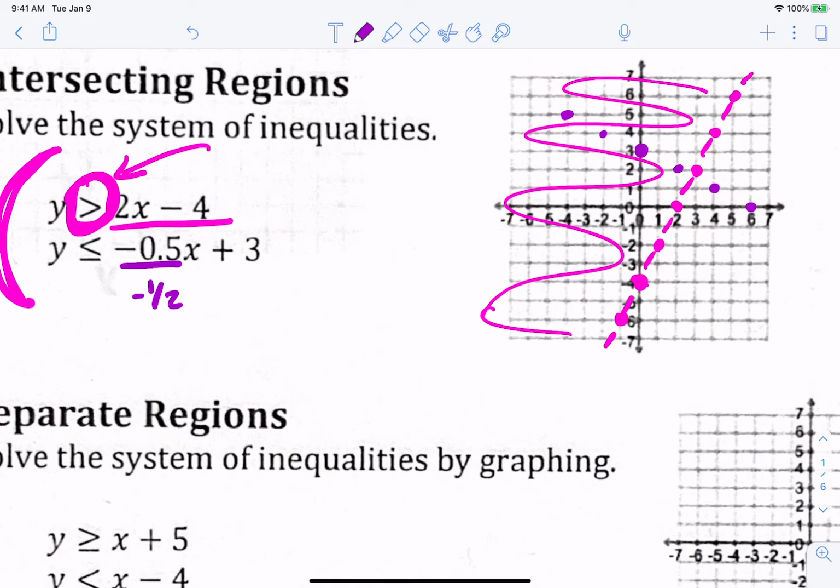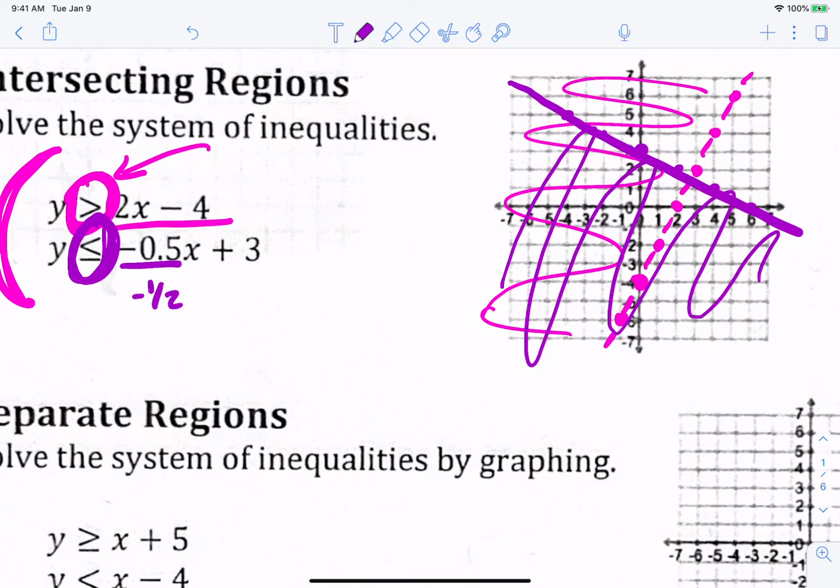Solid line or dotted line? This guy tells you it is solid. Yep, something like that. And y is what? Less than. Which means we go to the bottom, like bottom and left-ish.